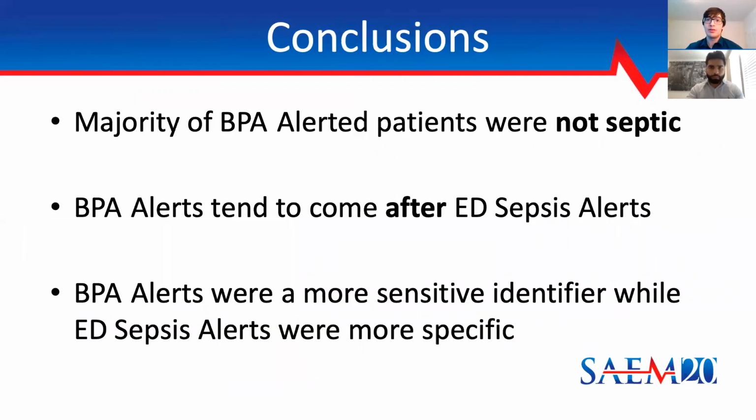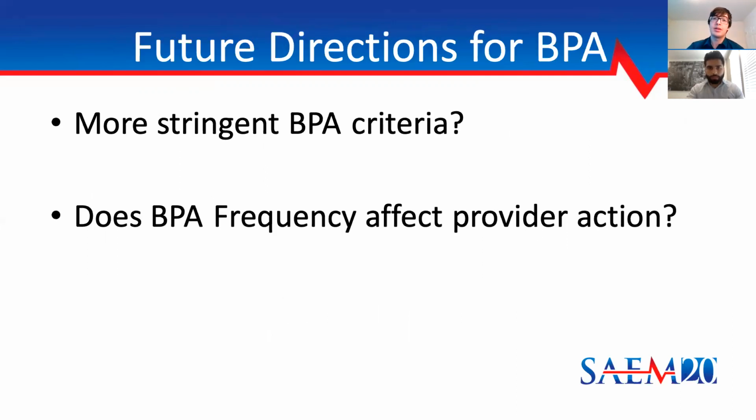The majority of BPA alerted patients were not ultimately diagnosed with sepsis. BPA alerts also tended to occur after ED sepsis alerts had been activated. However, BPA alerts were more sensitive, while ED sepsis alerts were more specific in identifying sepsis. And because the BPA alert has had a specificity of 12%, which is pretty low, creating more stringent criteria for the BPA alert could be the subject of future studies.